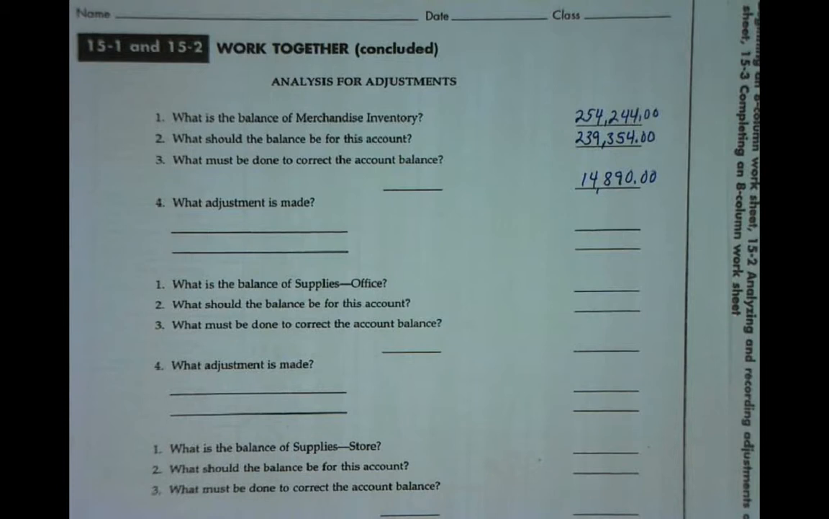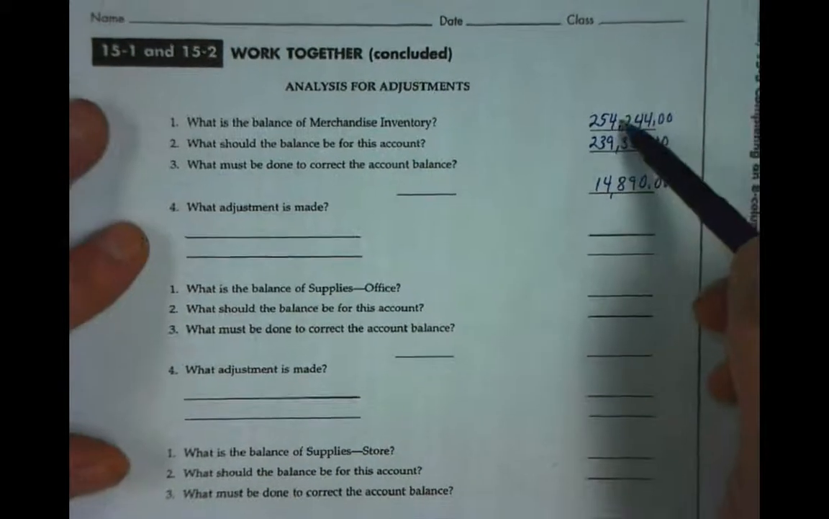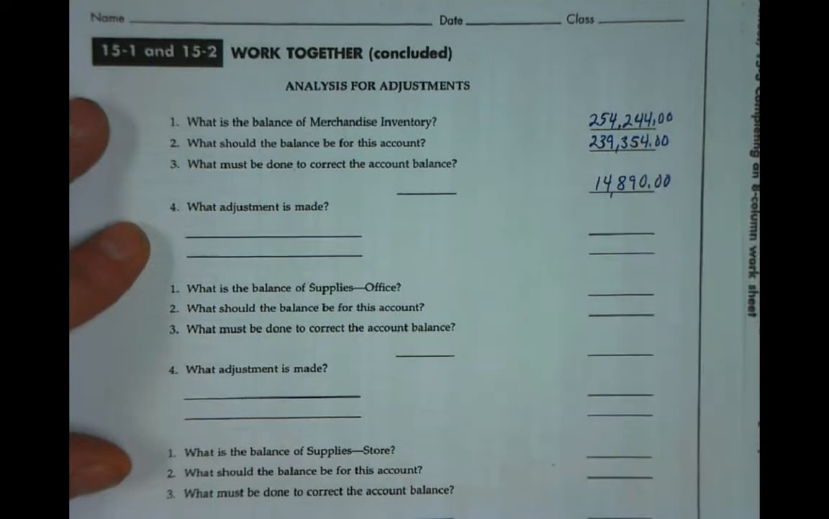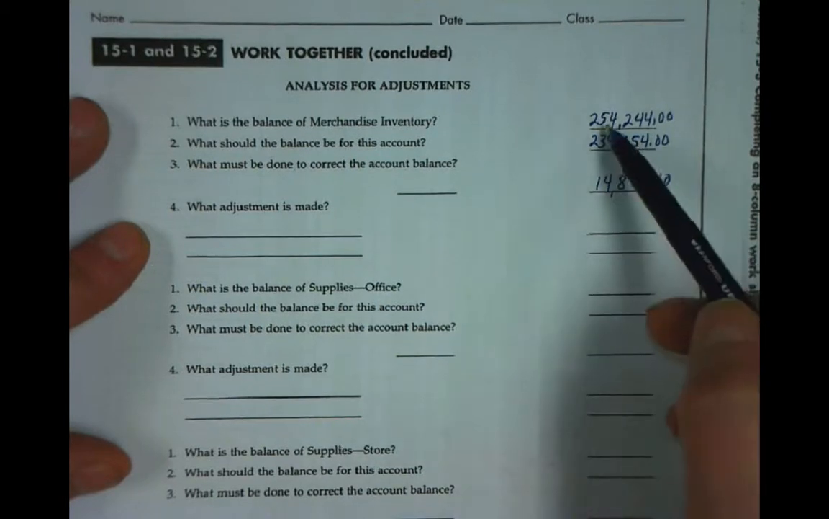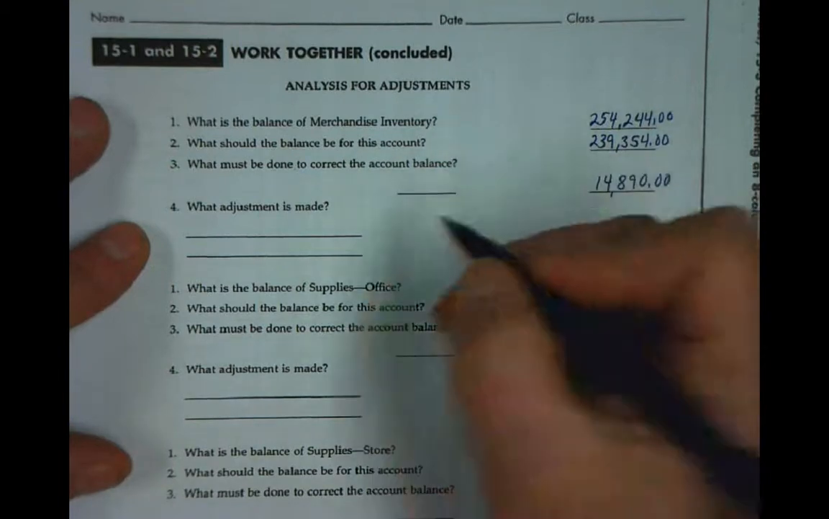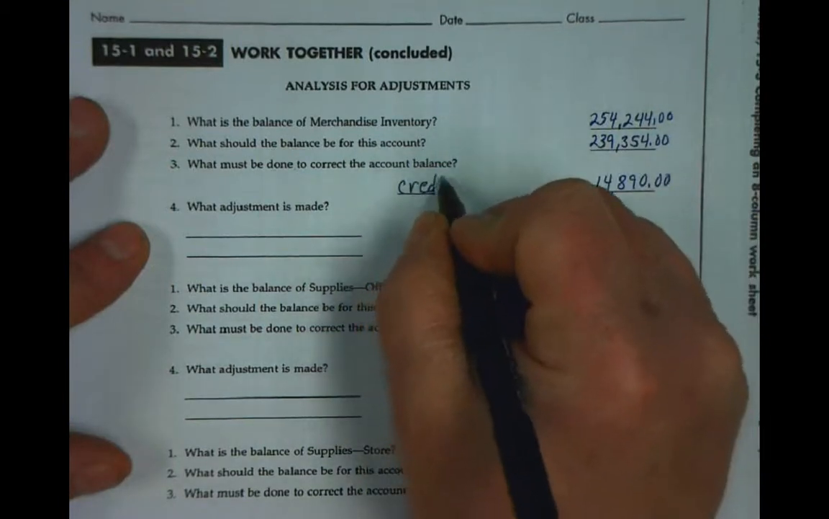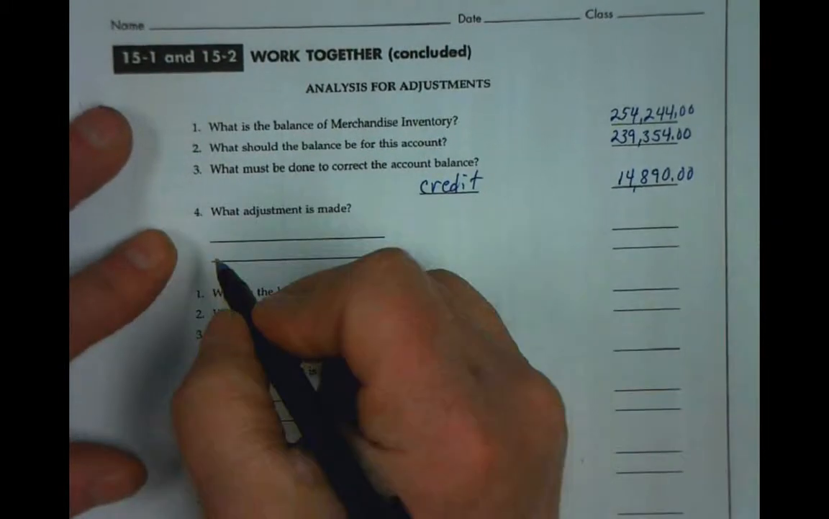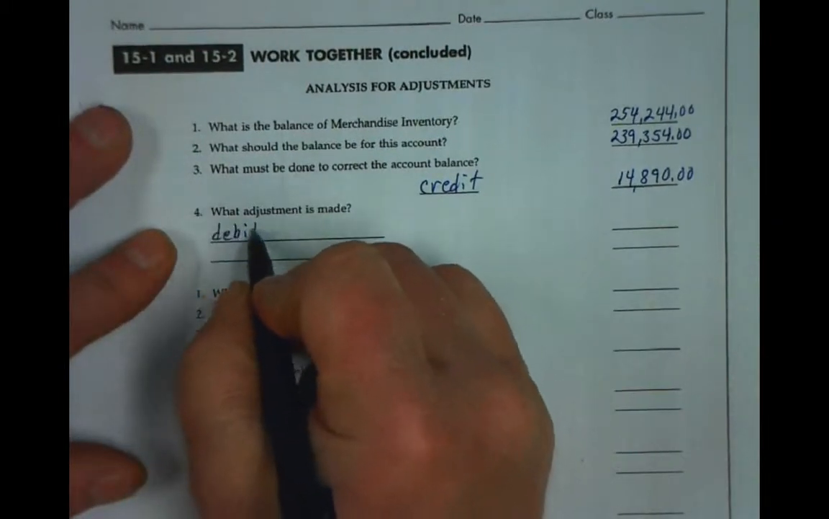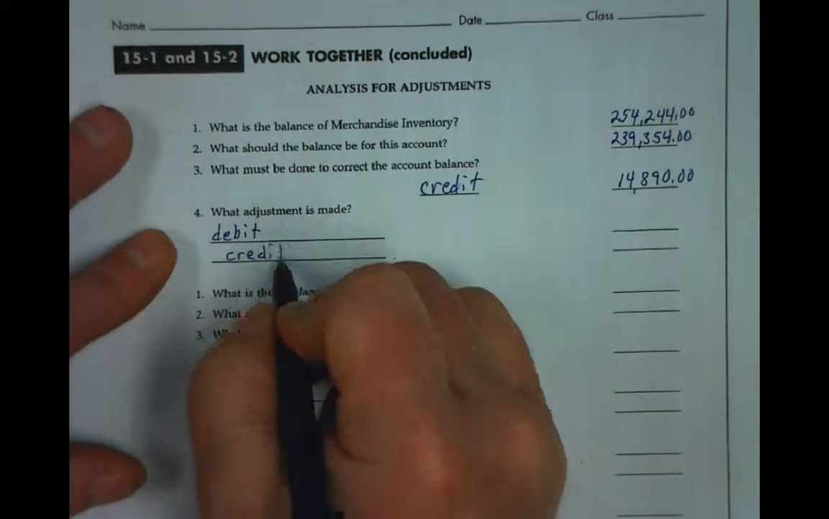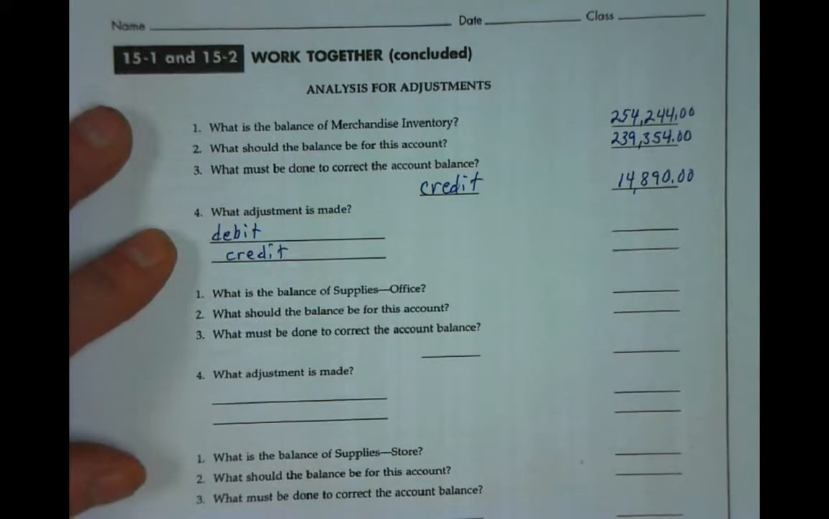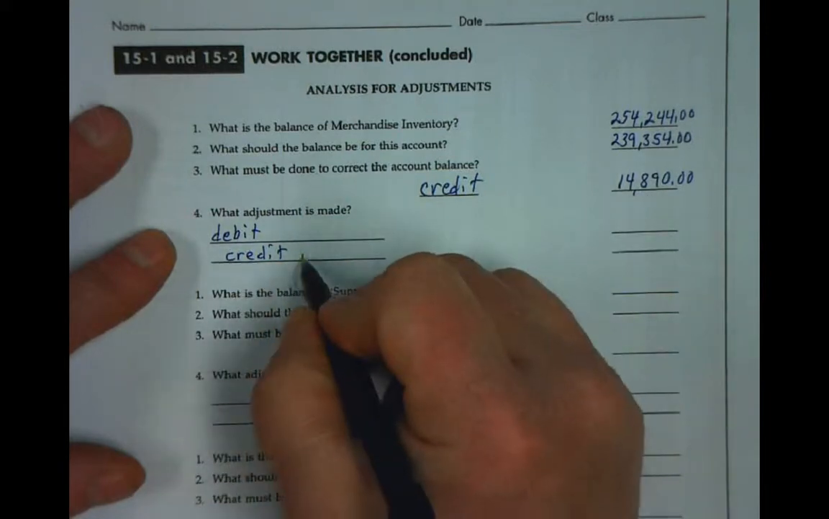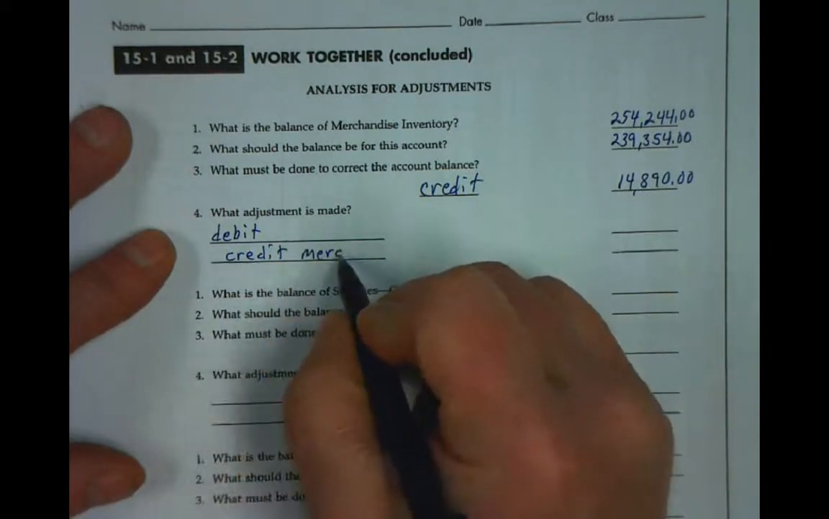merchandise inventory by. Since this was the beginning of the period and this was the end of the period, we have to reduce our inventory. And since the normal balance of these is debit, we have to credit this amount by $14,890. Now, we have to have a debit and a credit for this adjustment. We've already determined that we have to credit the merchandise inventory by $14,890.